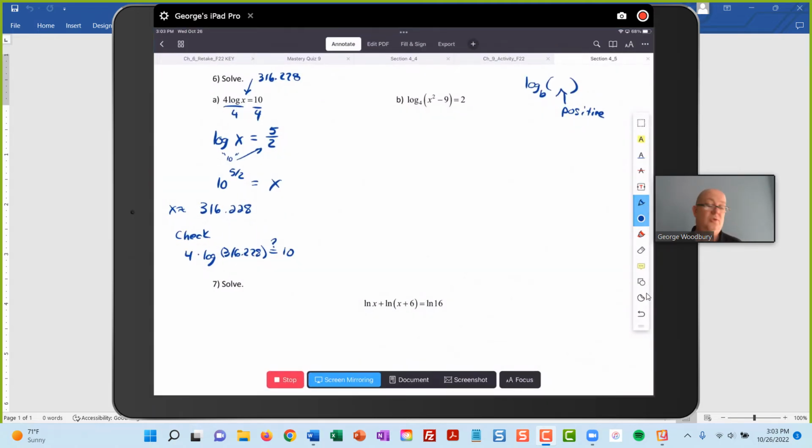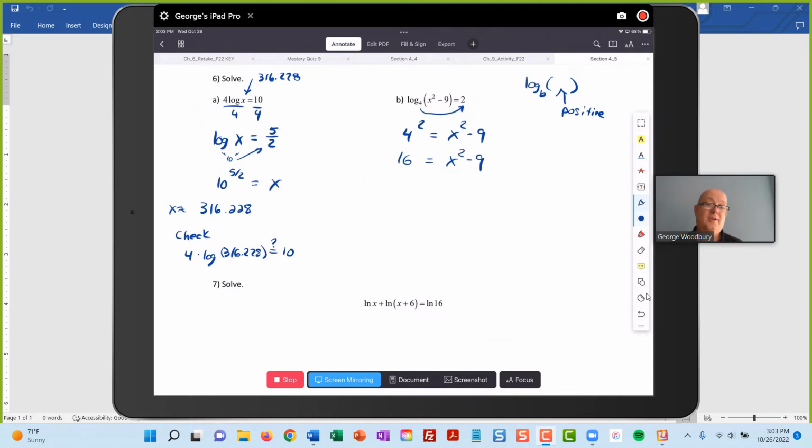Let's move on to the second one. This time the logarithm is already isolated. I've got a logarithm equal to a number. I want to change that to exponential form. So I'm going to raise the base on the left to the power on the right. 4 squared equals x squared minus 9. 16 equals x squared minus 9.